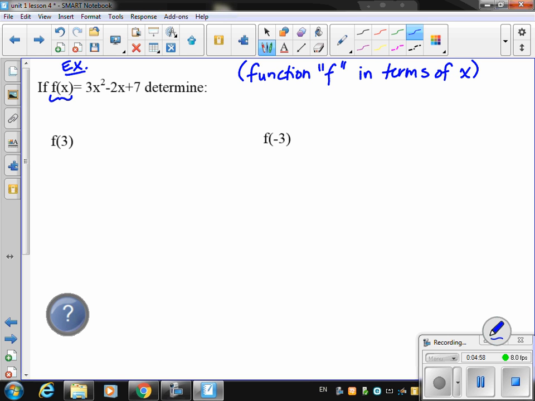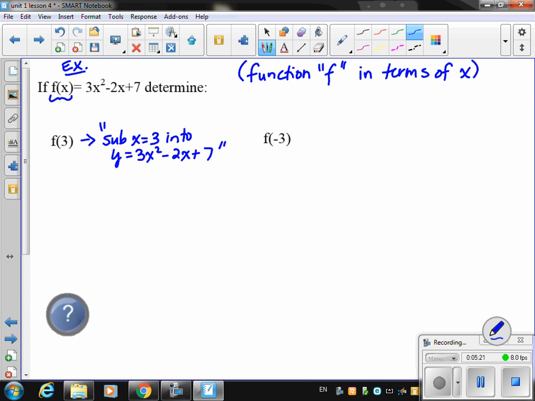You say f of x or f at x. It doesn't matter. So f of 3 means substitute x equals 3 into y equals 3x squared minus 2x plus 7.